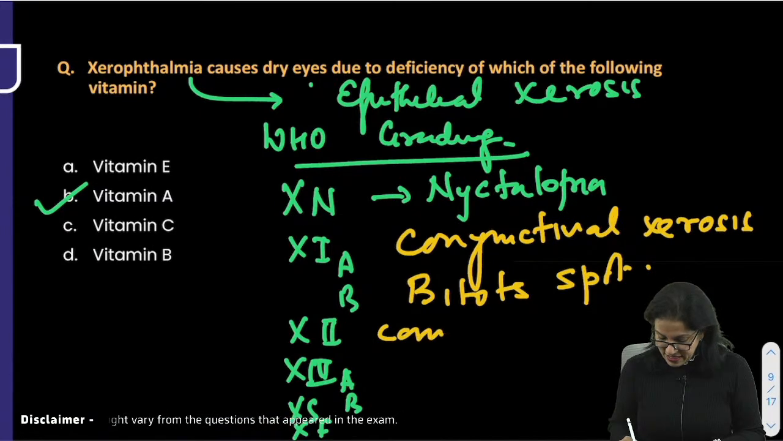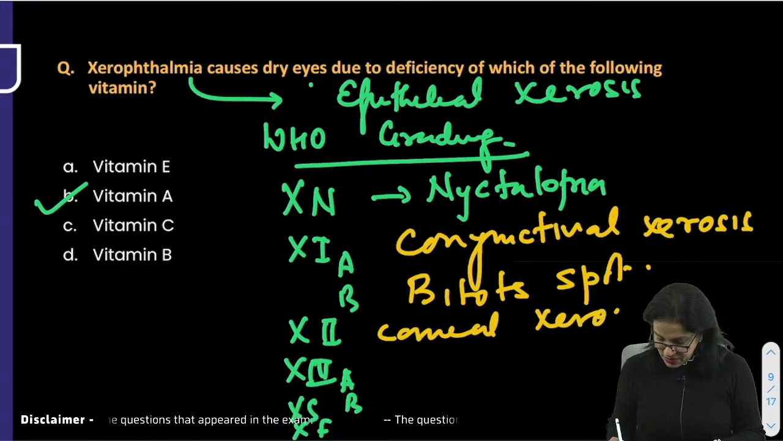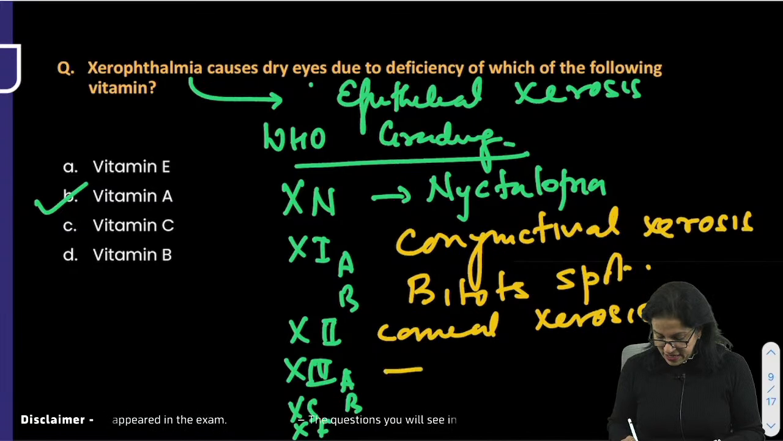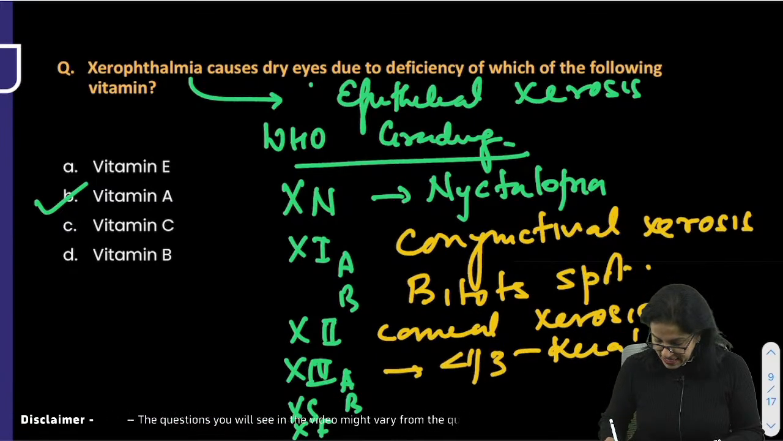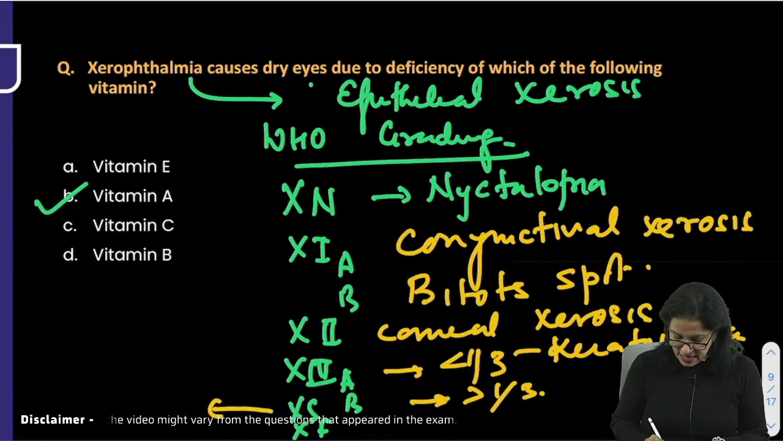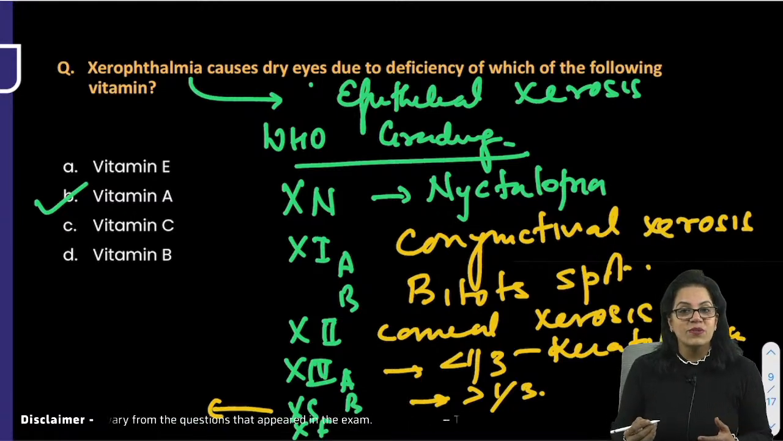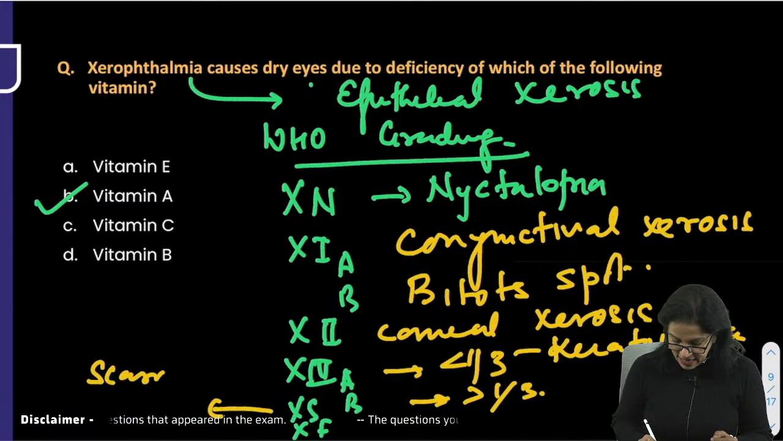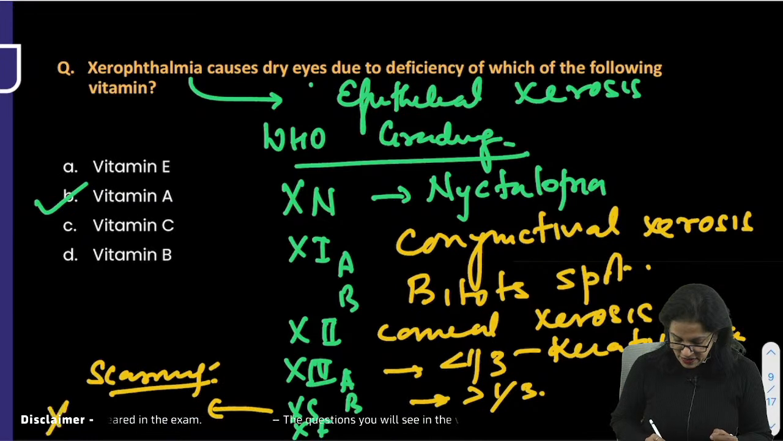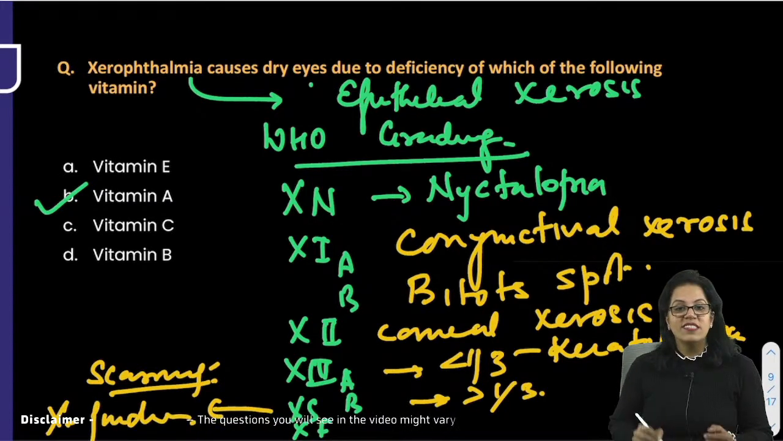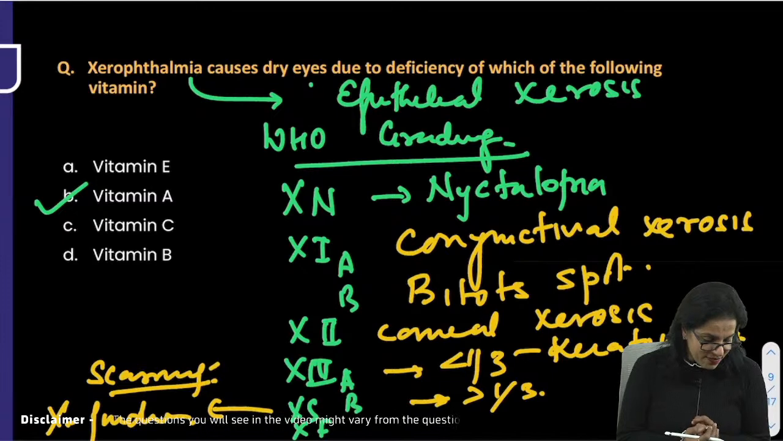X2 is corneal xerosis, which then leads to melting of the cornea, and if it is less than 1/3 of the cornea melting, this is keratomalacia, we call it 3A, and if it is more than 1/3, it is 3B. What is XS? I am writing here, it is the corneal scarring due to xerophthalmia, this is XS, and XF, as you all know, is xerophthalmic fundus. What is a xerophthalmic fundus? It is a white spotted fundus, right.